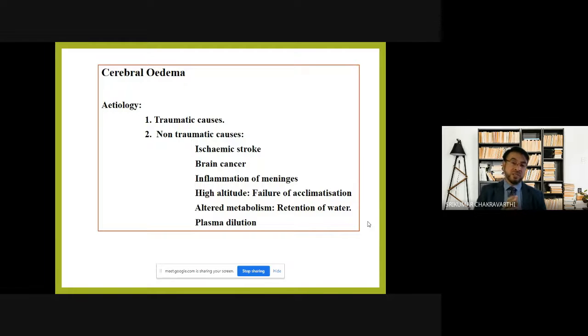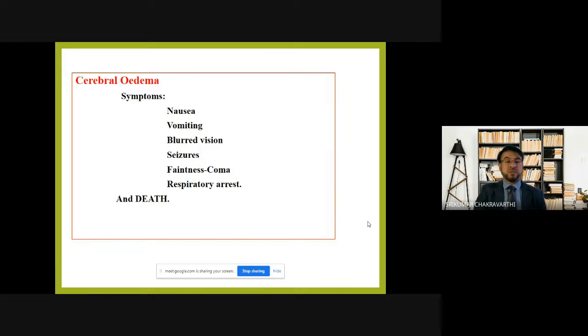Now, edema is something that I've been mentioning all through in the past 30-40 minutes. Remember that there are numerous causes of edema other than what we've discussed today. It could be due to any other form, ischemic stroke, cancers in the brain, inflammation in the meninges, or a person going to high altitude very rapidly and then he cannot acclimatize and there can be an edema. Symptoms of cerebral edema are the same as symptoms in a cerebral bleeding because in both cases there is fluid accumulation in the brain.